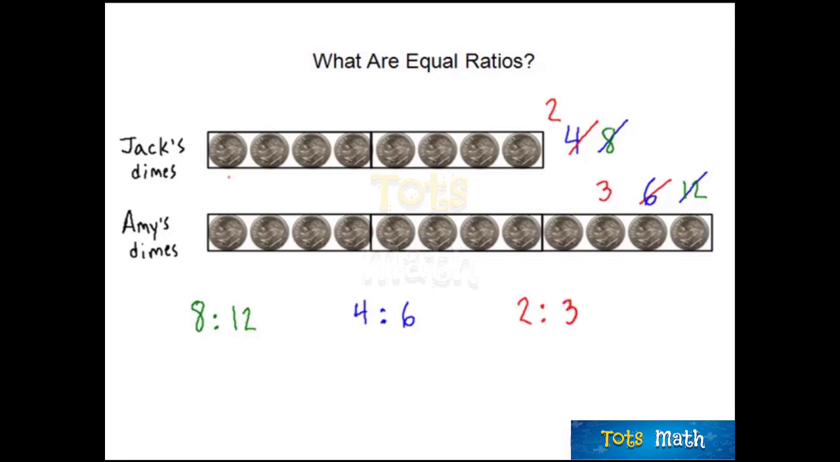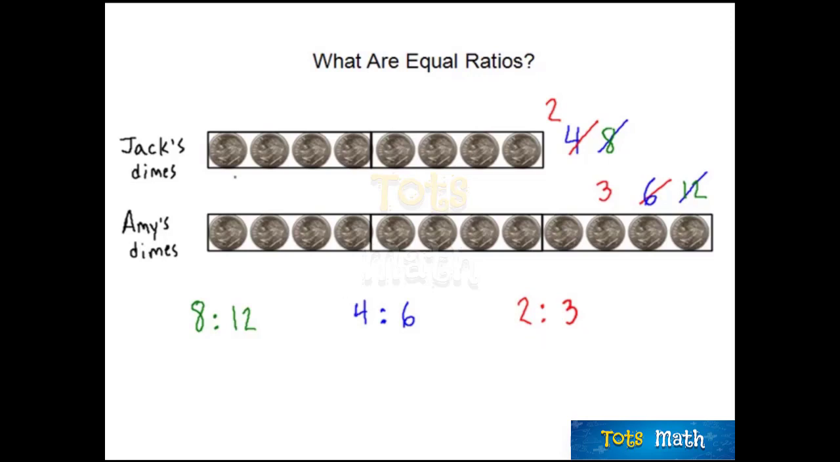Now we haven't changed the number of dimes that Jack had originally, or the number of dimes that Amy had. All we did was group the dimes differently. First we thought of them as being individual dimes, and that's how we got the ratio 8 to 12. Then we thought of them as groups of 2, and our ratio became 4 to 6. And finally we made groups of 4, and that made the ratio 2 to 3.